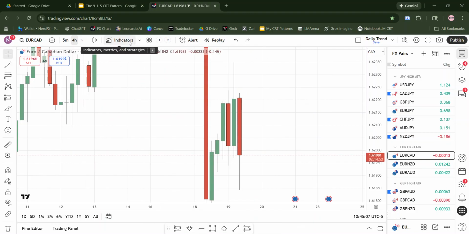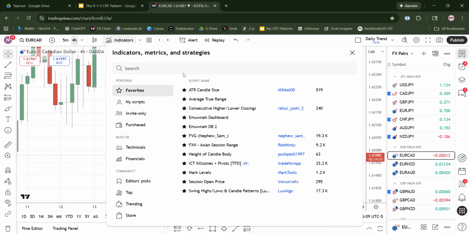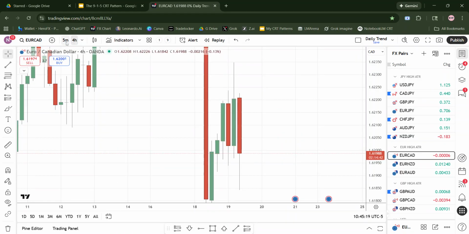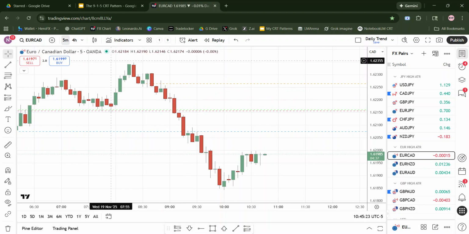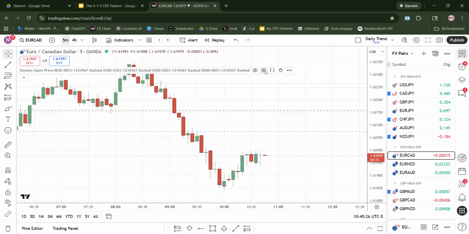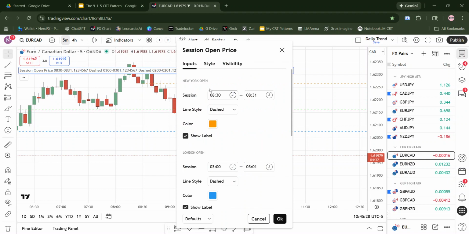Okay, so what I'll do, or what you should do, you're going to go to your indicators. You're going to find an indicator called Session Open Price by Intrusive FX. You will click it. It won't show up initially, so go down to the 5-minute, and then you'll see these lines appear. Okay, you'll go to the arrow. You'll go to the gear. It doesn't matter. I know this says New York Open, but that part doesn't matter. Now, I put it on 5, and then I change this to like 5:15. I make this color black.